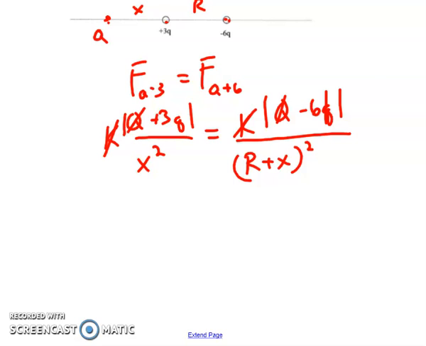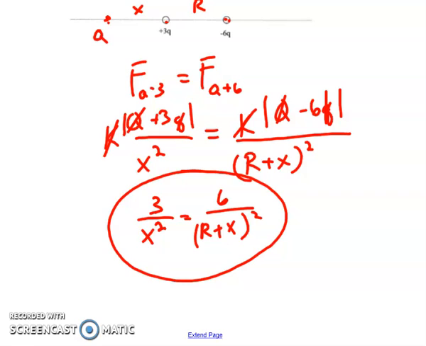Let me just simplify it. So up here, the little q's cancel, right? So I've got 3 over x squared equals 6, again, the negative goes away because of the absolute value sign, over r plus x quantity squared. And then you can have fun trying to solve that. I believe you'd have to use a quadratic equation. Or maybe not. I'm not positive about that. But at the very least, be able to set it up like that.